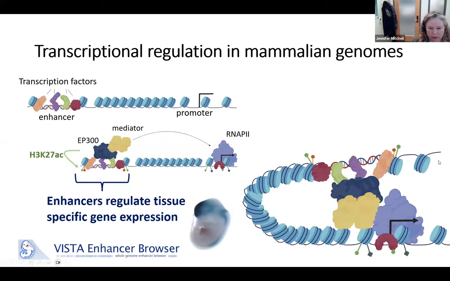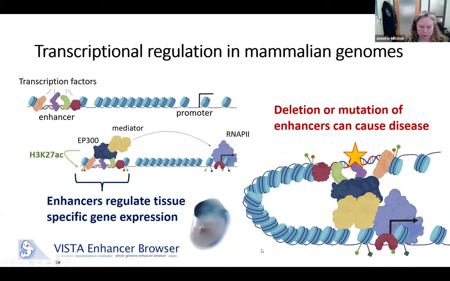So we also know that enhancers tend to form these larger chromatin structures, often referred to as chromatin loops, whereby they become more closely associated with the genes they regulate in the three-dimensional space of the nucleus. And this is one way that we can formulate a hypothesis about which specific enhancer might be regulating a specific gene. And then from a smaller number of well-studied examples, we know that deletion or mutation of enhancers can be associated with disease and developmental abnormalities.